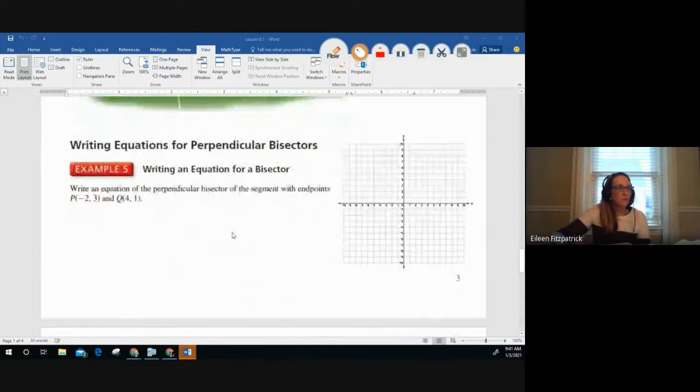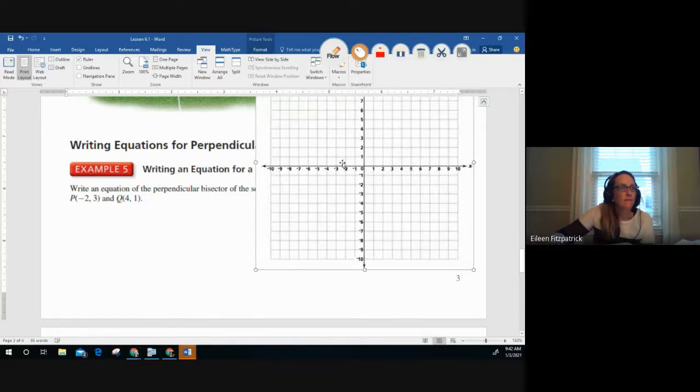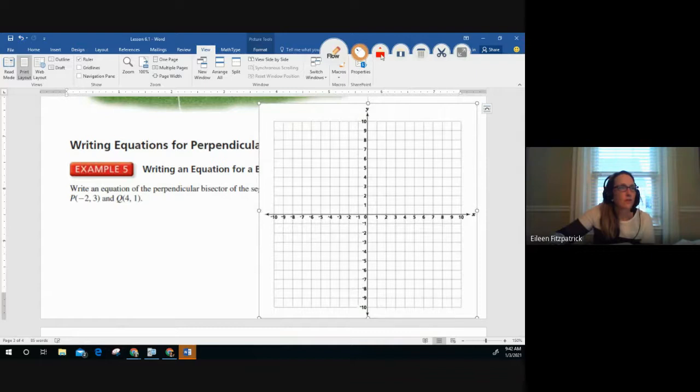Okay, so it's a multi-step problem here. It's write an equation of a perpendicular bisector. Write an equation for a perpendicular bisector of a segment with endpoints P(-2, 3) and Q(4, 1). So let's first plot those points. I might need to make this bigger, just so it's easier for me to graph the points. -2, 3. Here's one of the endpoints. And then 4, 1.